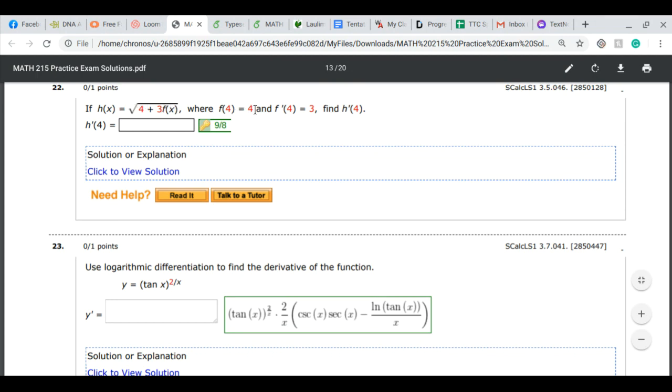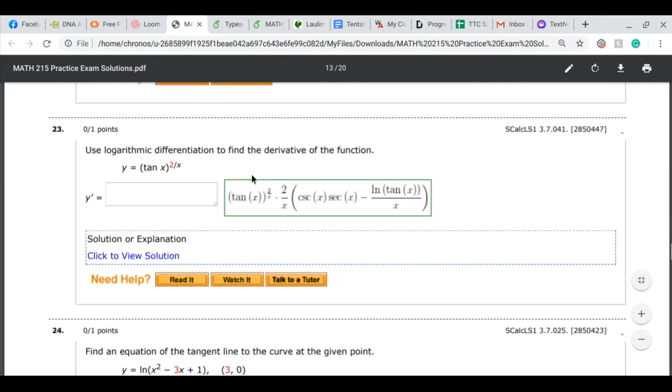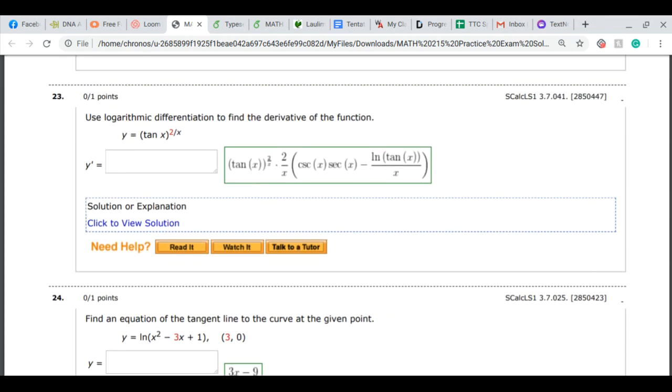We're given f of 4 is 4. Well, what does that mean? That means 4 plus 3 times 4, 4 plus 12 is 16. The square root of 16, of course, is 4. 1 over 2 times the square root, which is 4, gives 8. That's why we have an 8 here. What's the derivative of the inside function? It's 3 times f prime of 4, which is 3 times 3, which is 9. That's why we have 9 upstairs. So 9 eighths.